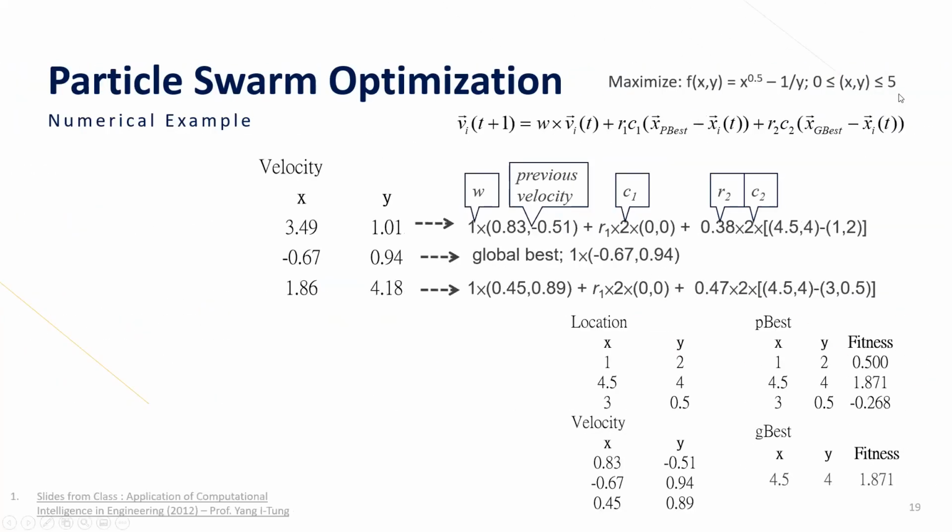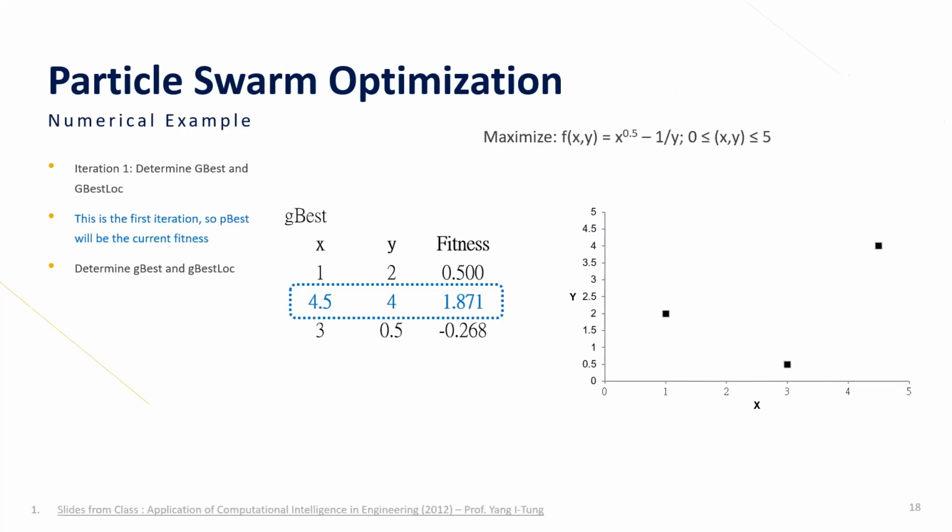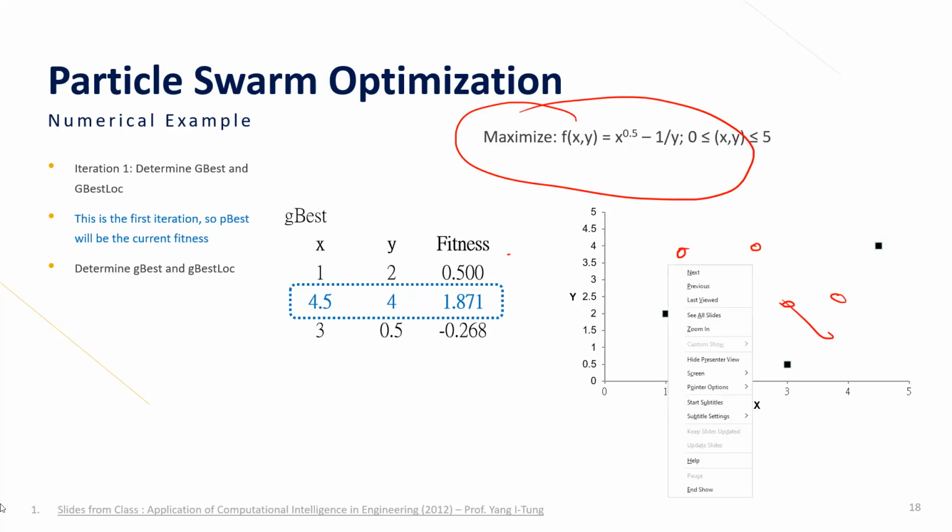Our next step is what? The next step is to calculate the new velocity. Okay, because every iteration we want to move. Along this one, we don't know, right, which location actually gives you the maximum of this function.